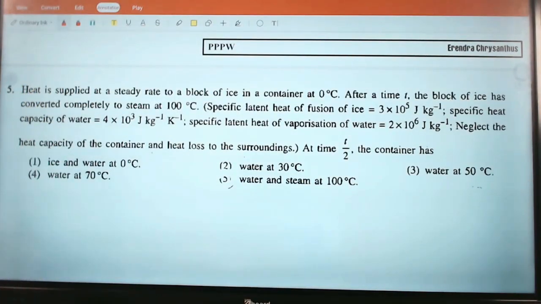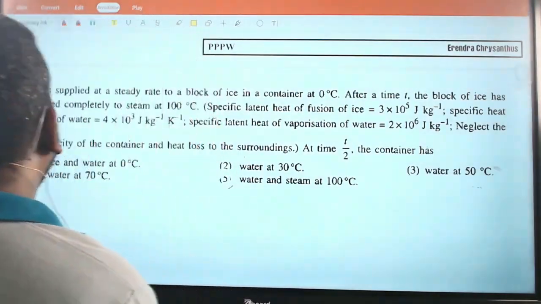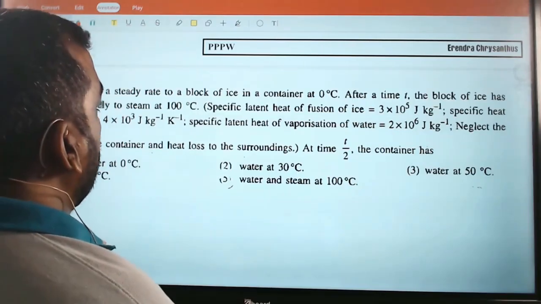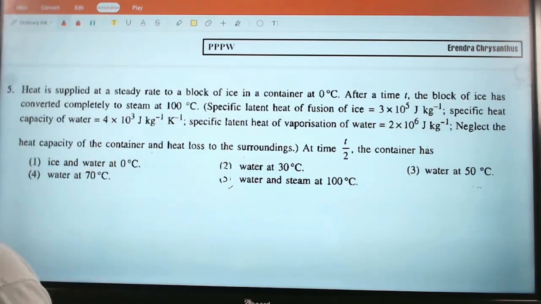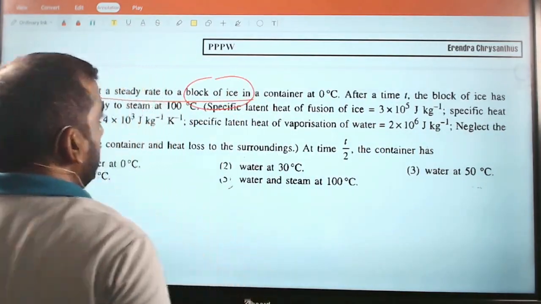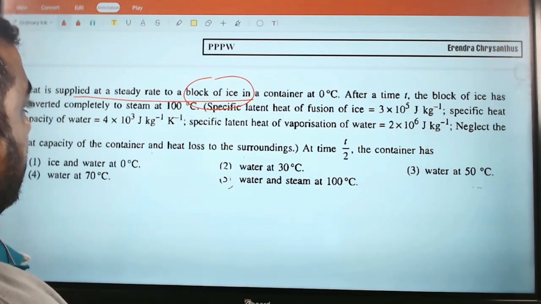Heat is supplied at a steady rate to a block of ice in a container at 0 degrees Celsius. After a time t, the block of ice has converted completely into steam at 100 degrees Celsius. Specific latent heat of fusion of ice is given. Specific heat capacity of water is given. Specific latent heat of vaporization is also given. Neglect the heat capacity of the container and the heat loss to the surroundings. After time t over 2.